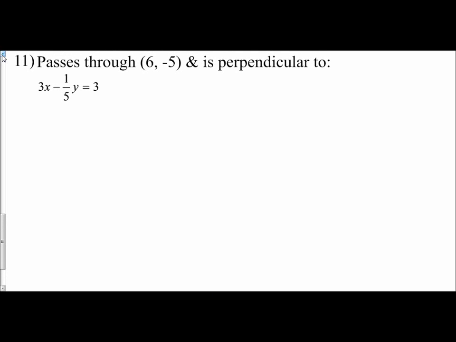I want to write the equation of a line that passes through (6, -5) and is perpendicular to 3x minus 1/5 y equals 3. So perpendicular again means when I find my slope, I want the opposite reciprocal. So I need to find the slope here. So I am going to subtract my 3x. So I get -1/5 y equals -3x plus 3.